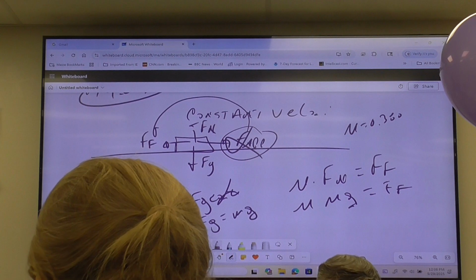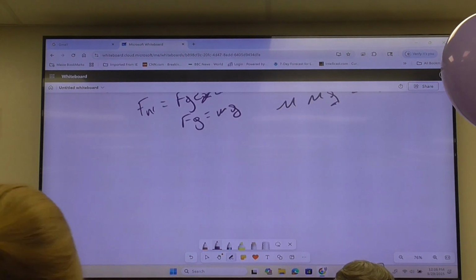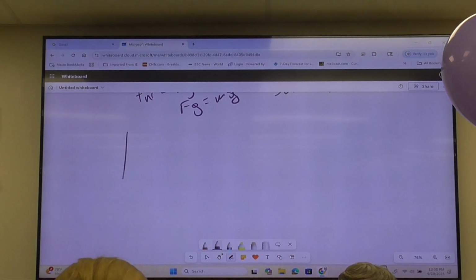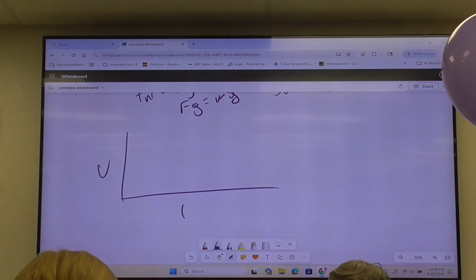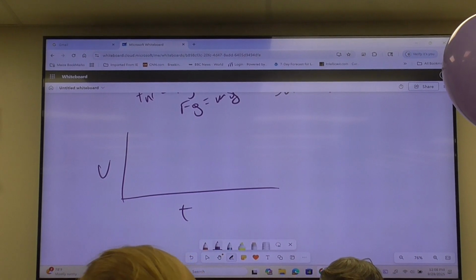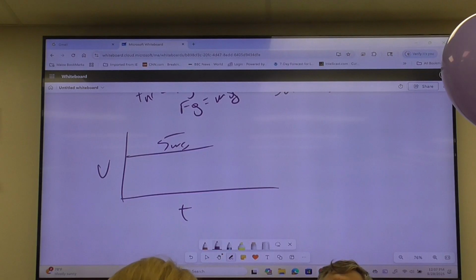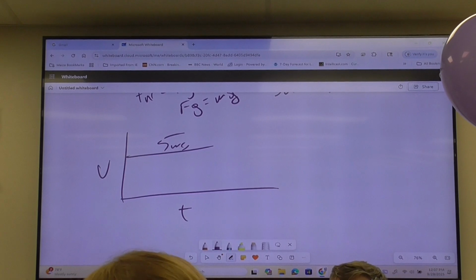So when you get to E, because if you understand E, it makes D a little bit simpler, you're going to draw a velocity time graph. So for the first 6 seconds, what's your velocity? 5 meters a second. That's just going to be a horizontal line, right? 5 meters per second. So, Olivia, what's the acceleration during the first 6 seconds?